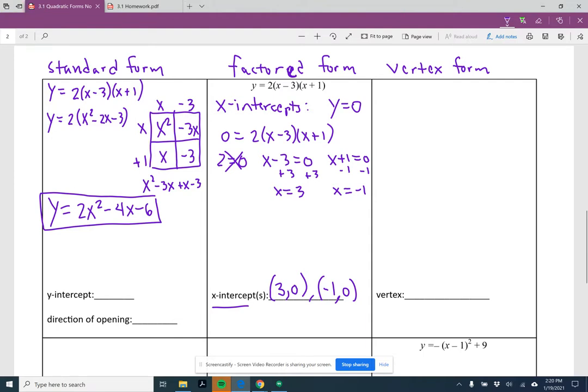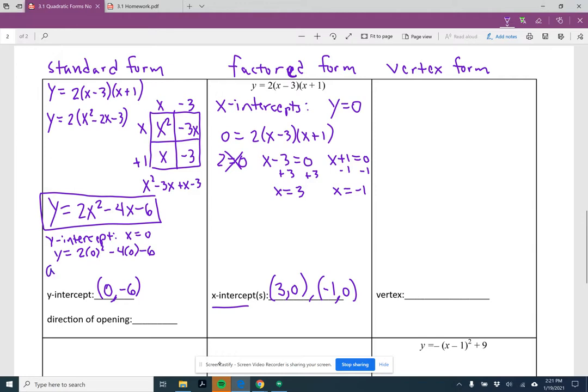We can easily find the y-intercept by plugging in x equals 0. If we plug in 0, we get y equals 2 times 0 squared, which is still 0, and 4 times 0 is 0. Do you notice that in the standard form, the y-intercept happens at c? It's (0, c). So in this case, the negative 6 is our y-intercept. So the point (0, negative 6) is where we'll cross the y-axis.